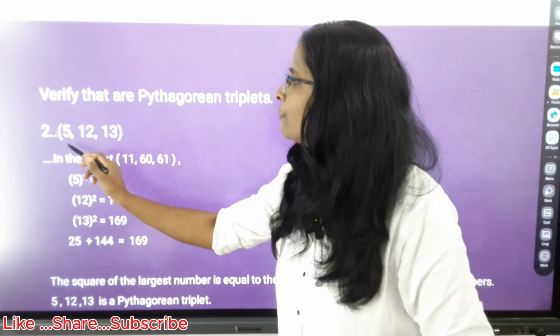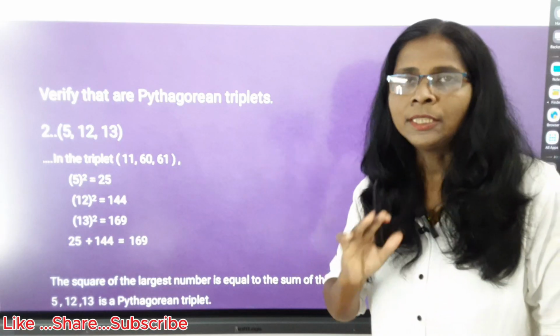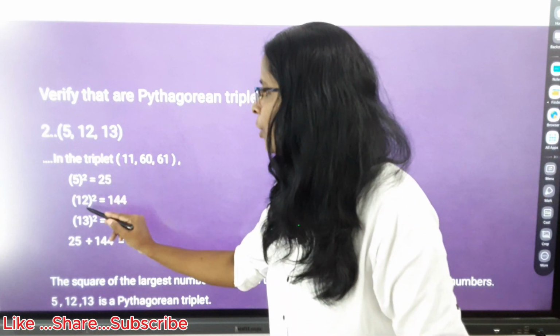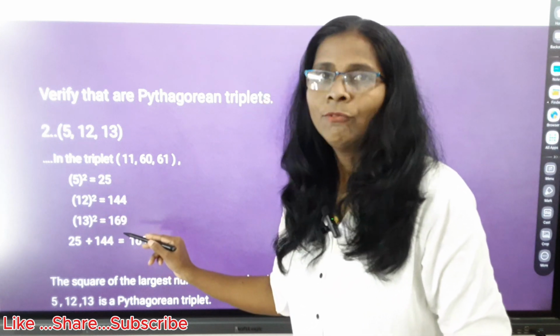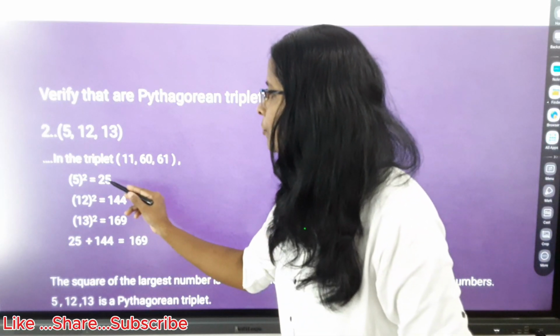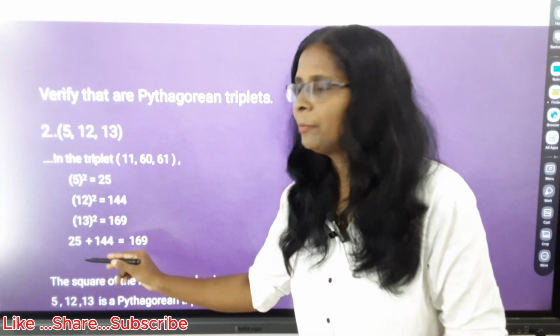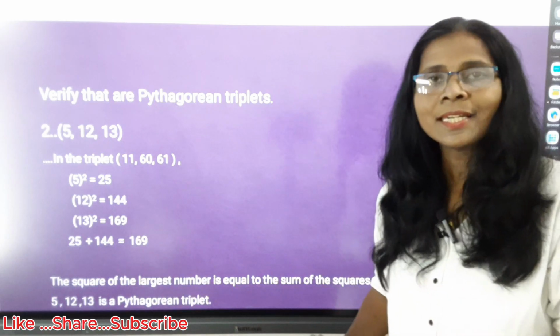Second triplet is 5, 12, 13. So here, square the three numbers. Square of 5 is 25. Square of 12 is 144. Square of 13 is 169. Okay, so now here the smaller numbers are 25 and 144. So the sum of them: 25 plus 144 is equal to 169, students.